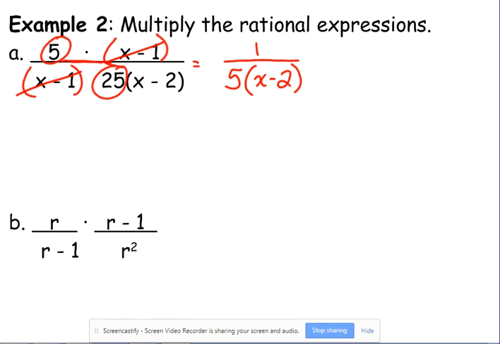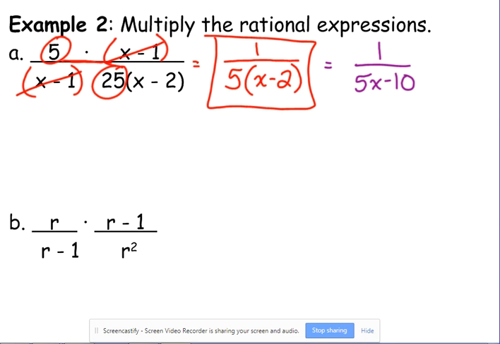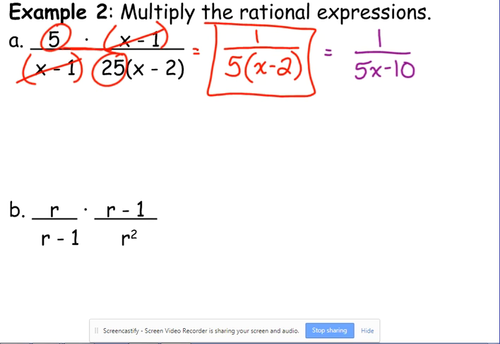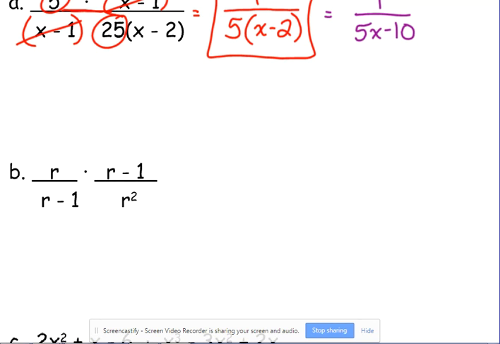I prefer to leave it in factored form, but sometimes they may multiply it out on the answer key, so just be aware that those are equivalent to each other. But I prefer if you leave it in factored form. Factored form is usually most useful to us. Okay? All right, let's look at B here.